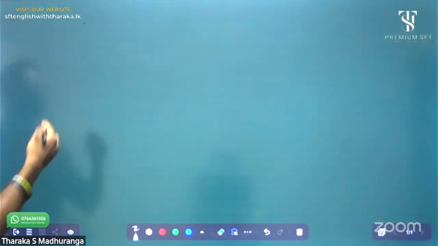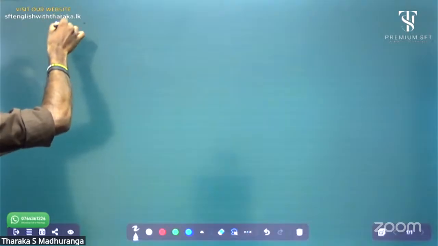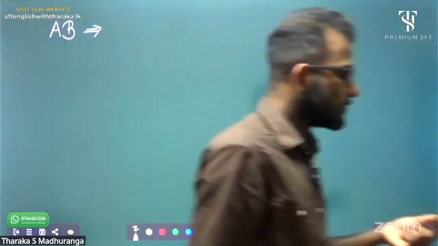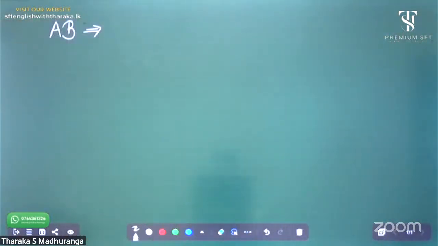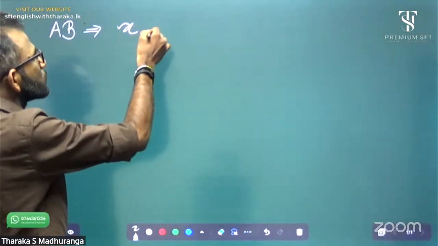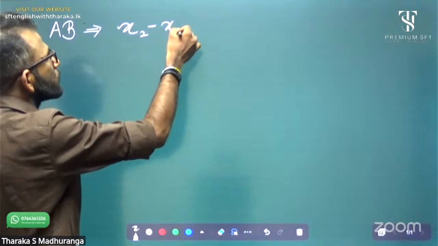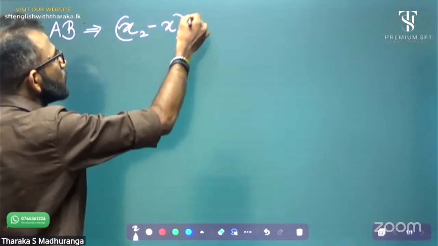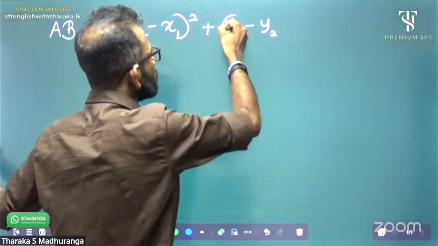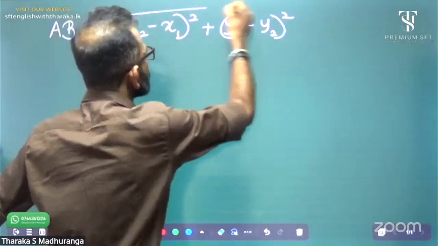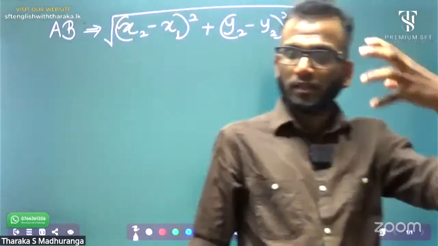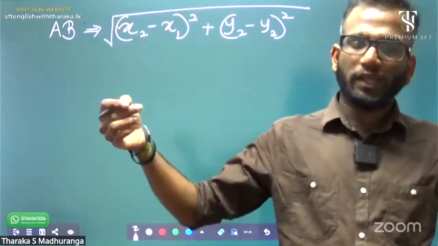Let's summarize what we discussed last week before we start today's lesson. We discussed the distance between any two points on the Cartesian plane. How to calculate it? The length of line AB is the square root of (x2 minus x1) squared plus (y2 minus y1) squared, where y2 minus y1 is the y coordinate difference. This is the length of any straight line on the Cartesian plane.